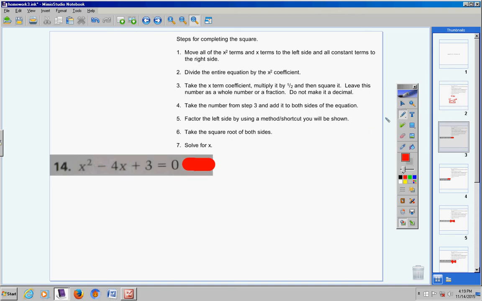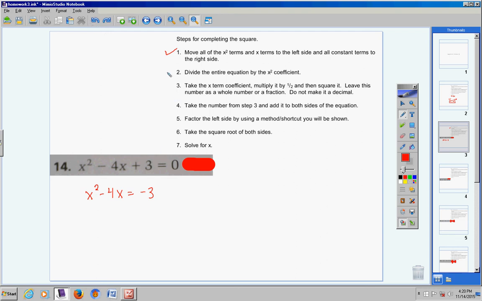Number 14. Step 1, move all the x squared and x terms to the left side, all constant terms to the right side. So I'm going to leave my x squared here, my negative 4x here. Bring my 3 over, make it a negative 3. Are all of my x squared and x terms on the left side? All of them? Yes. Are all of my constant terms on the right side? Yes. Step 2, divide by the x squared coefficient. Well, there's a 1 here, so there's really no need to divide everything by 1. So we're not going to do that.